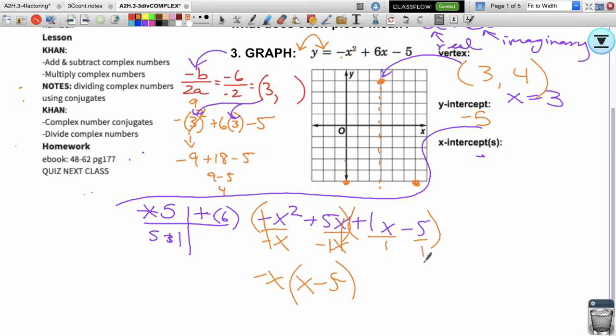You have to have a binomial, which means you have to have 2 outside pieces to be able to put in a parentheses. And then I still have my x minus 5. So now I'm ready to put it into its factored form.